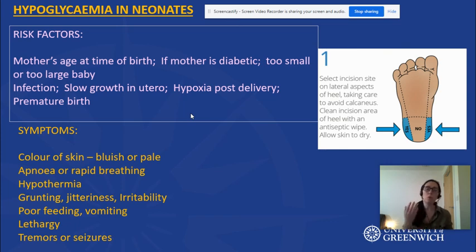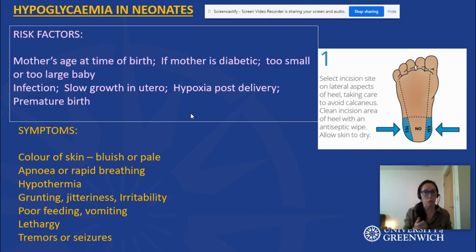Now, what will you notice about the baby apart from the blood glucose reading? The color of the skin, they might be a tiny bit pinky white or pale. They might have different breathing rates. So you're looking at apnea, which is stopping breathing, or rapid breathing, or a pattern of both. That's mostly how it will present to you. Hypothermia, they go hand in hand, don't they? A person with low energy doesn't tend to be able to keep warm.